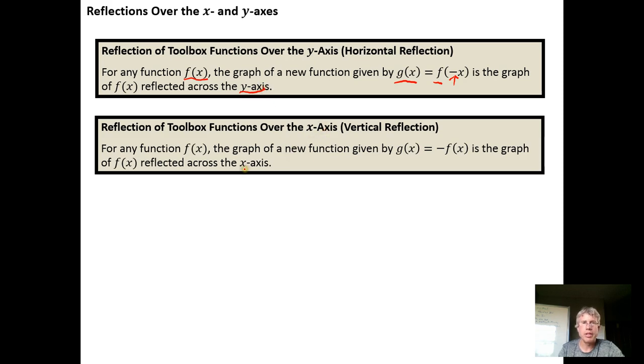And similarly, vertical reflections or reflections over the x-axis: if we have a toolbox function f of x and we create a new function g from f of x by negating f of x, then the graph of g, the new function, is just the graph of f reflected over the x-axis.